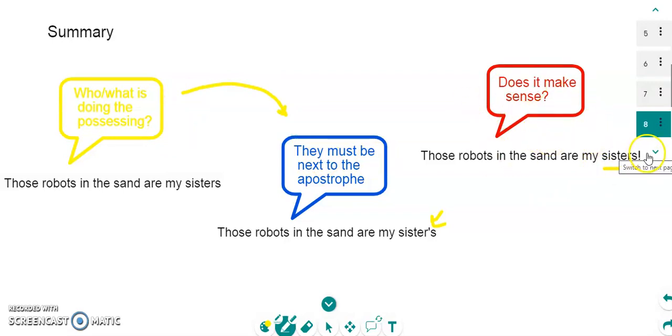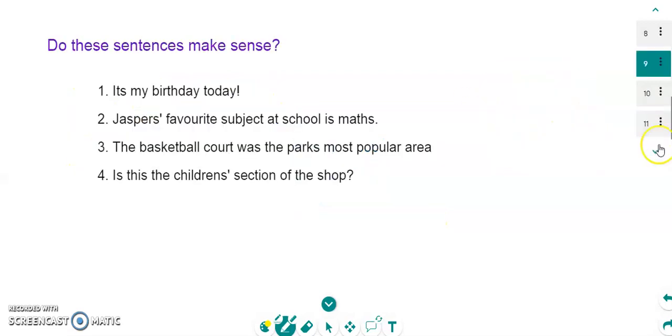Have a read, and also have a practice. So here are a few sentences here. We can go back over these in another lesson or at a later date, or you can go through them yourself and try to work out if they make sense. Do they need an apostrophe? Maybe they don't at all. And if they do, where does it go? So thank you very much, and I hope you enjoyed it.